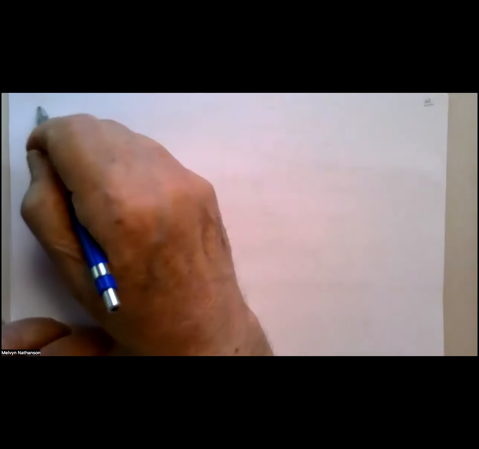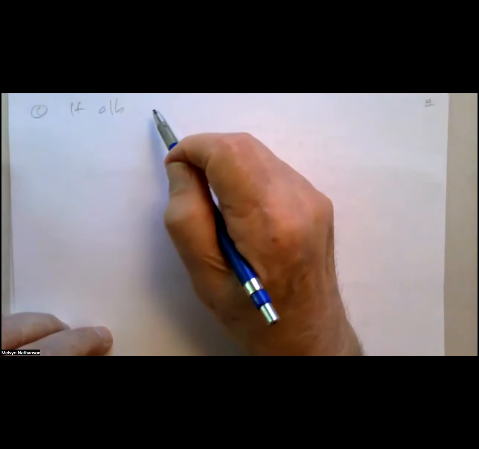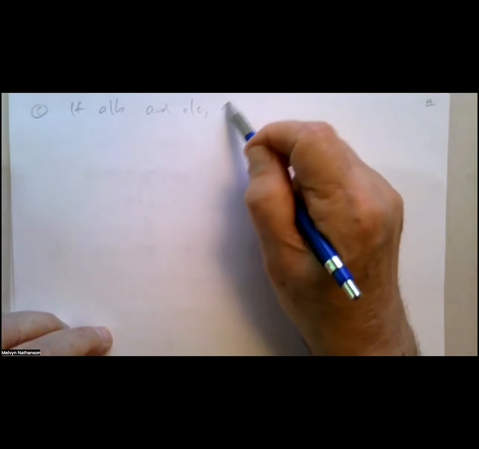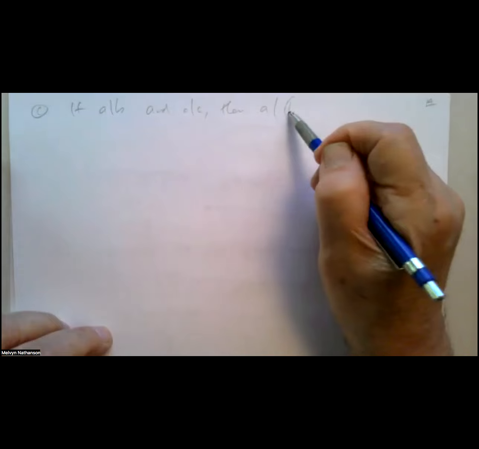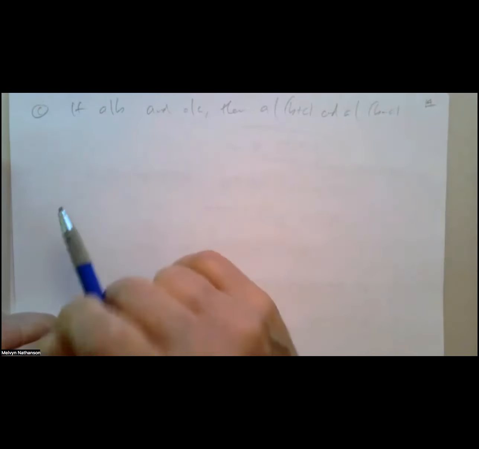And the third part of this proposition says, if A divides B and A divides C, then A divides B plus C and A divides B minus C.